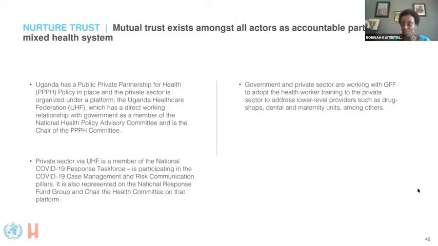It's a privilege for me to be in this meeting. I'm going to talk about the Nurture Trust, one of the behaviors for the strategy.